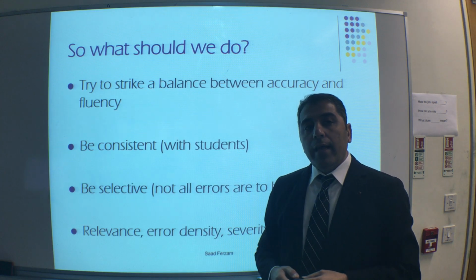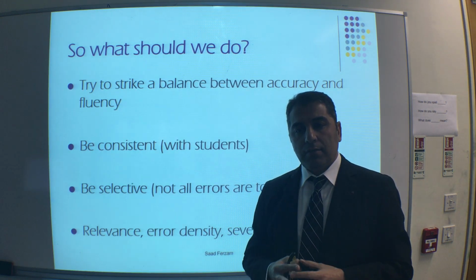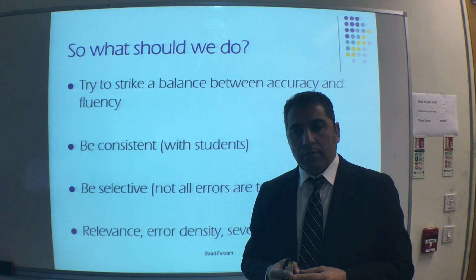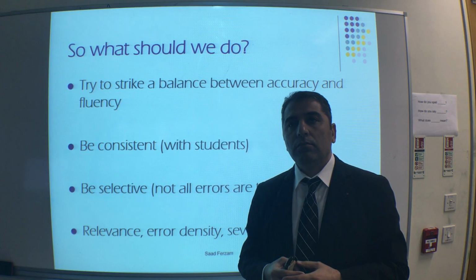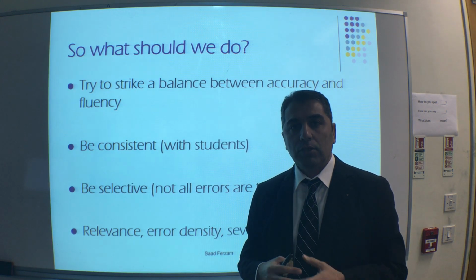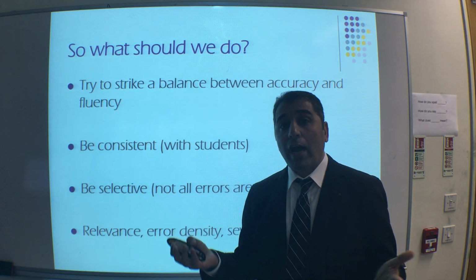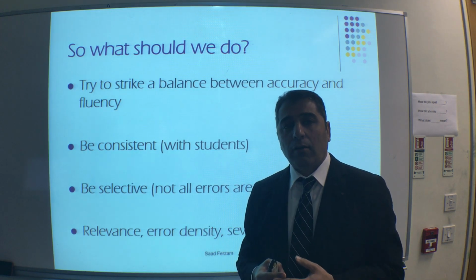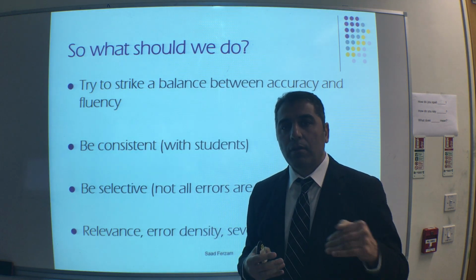We also look at error density, or the severity, or how serious the error is. If it's an intermediate class and somebody still doesn't know the plural form of child, which is children, and they say "childs," my friend has 5 childs, then that's a severe error. It shouldn't happen at that level. So maybe you want to stop there and fix that error.